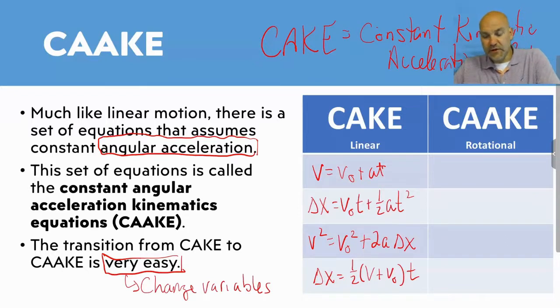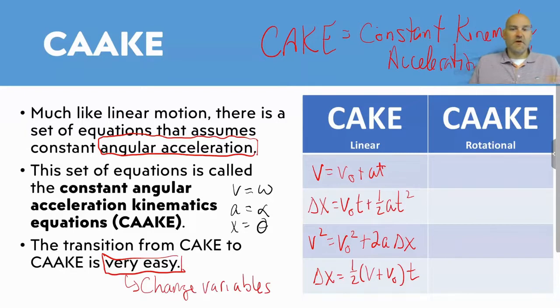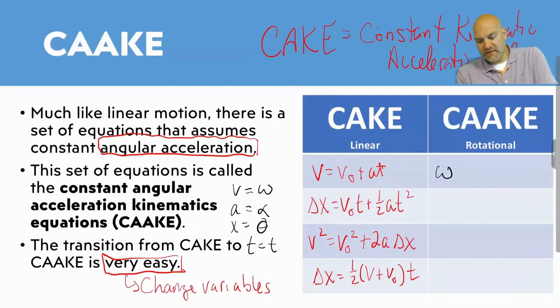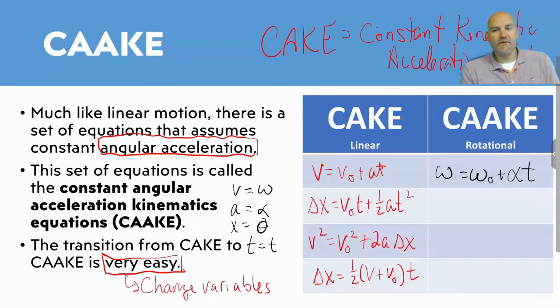So how do we change it to rotational? Remember, v is omega, a is alpha, and x is theta. That's all we're going to do. We replace v, a, and x, and t is t. Time doesn't care if you're going in a straight line or if you're rotating. So we substitute. Instead of v equals v0 plus at, it's going to be omega equals omega 0 plus alpha t. Again, just flip-flopping linear to angular.